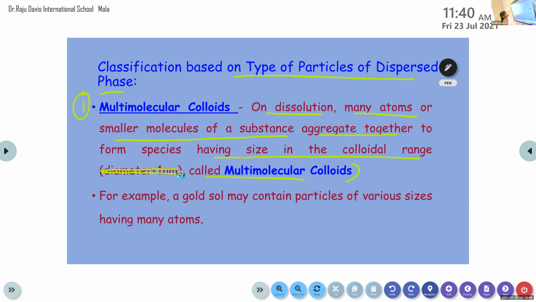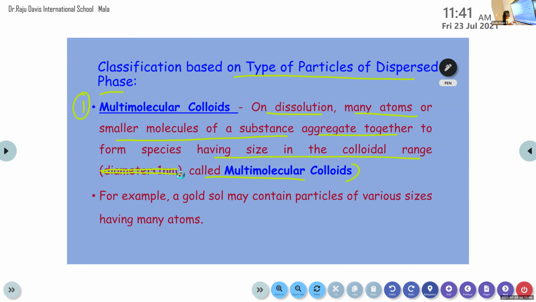On dissolution, many atoms or smaller molecules of a substance aggregate together, that means joins together, to form species having the size in the colloidal range. Okay, they have the size in colloidal range. Such types of colloids are known as multimolecular colloids.